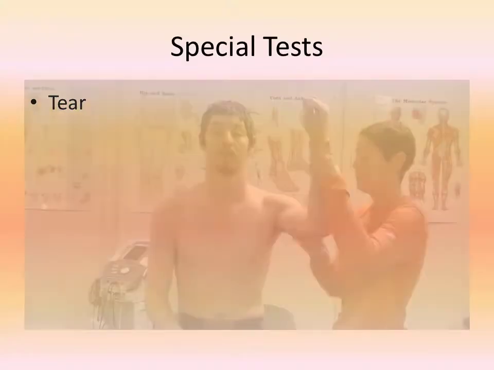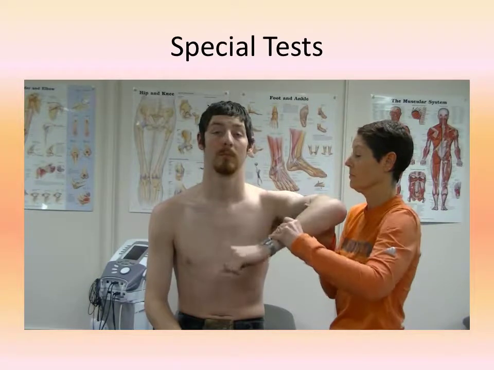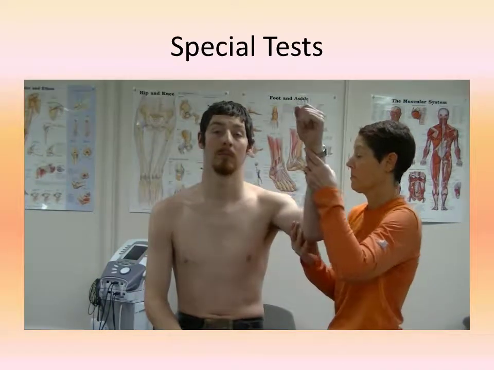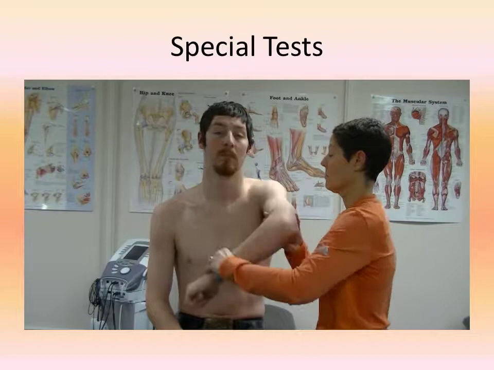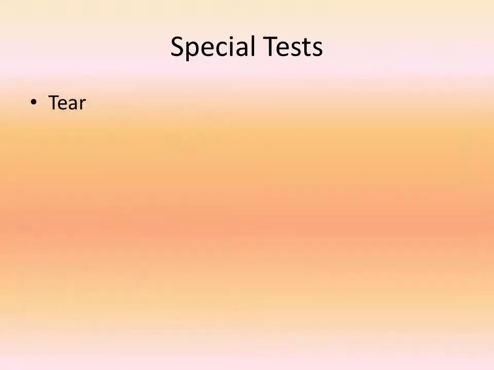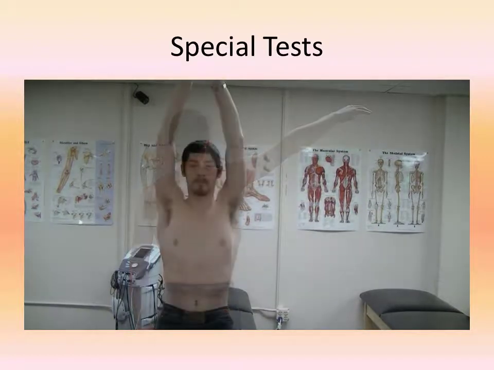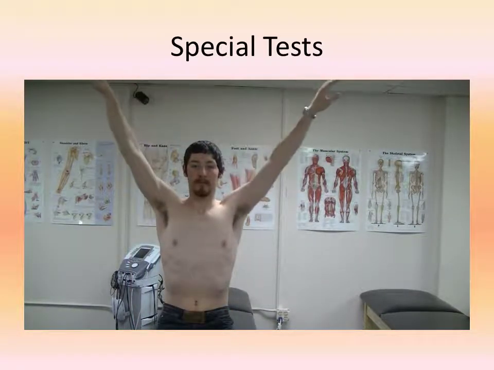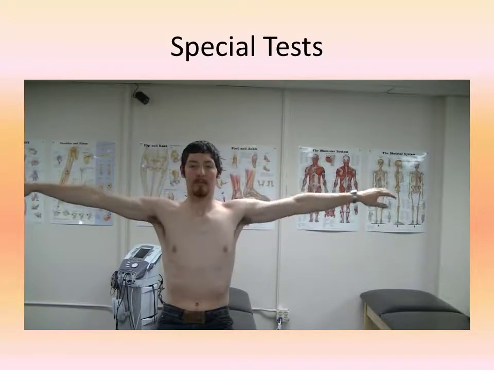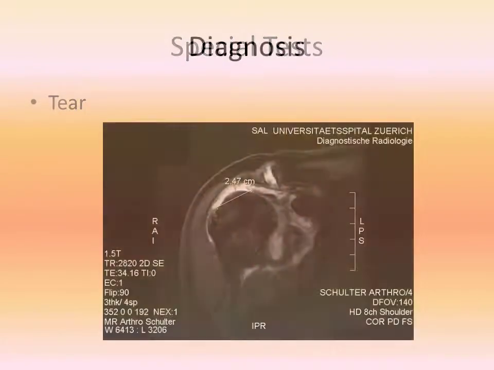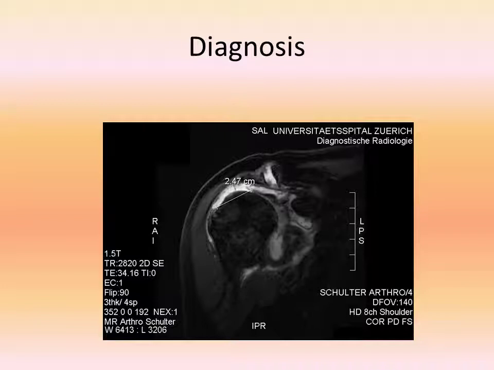And for a rotator cuff tear, we can perform Hawkins-Kennedy. We can have them go through a painful arc, or we can have them do a drop arm test. Diagnosis will be through an MRI or an X-ray. The X-ray obviously is to look at maybe some of those shapes of the acromion to see if those are contributing, or to see if there's spurs.